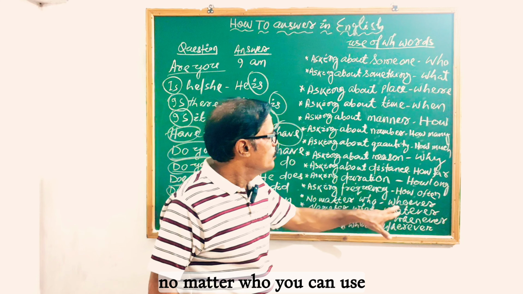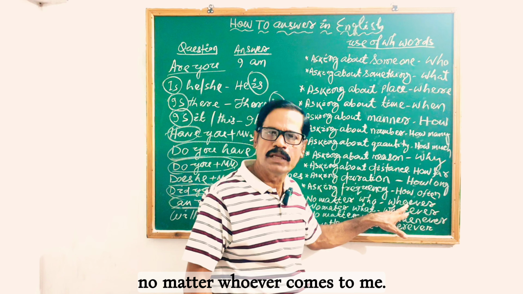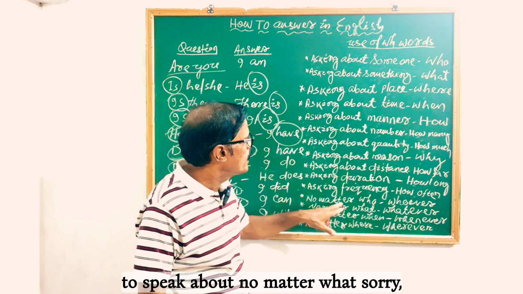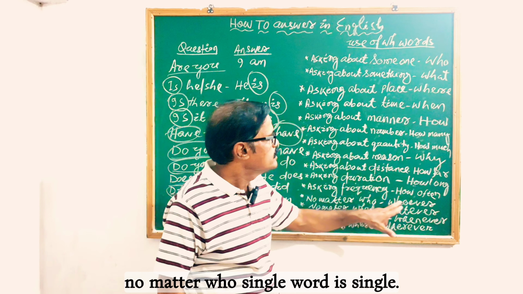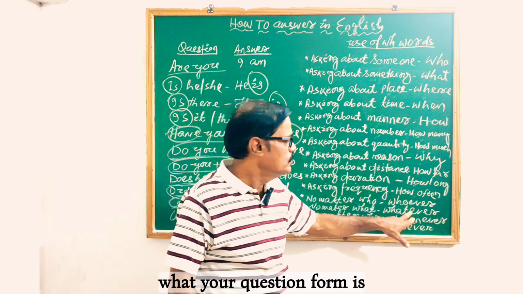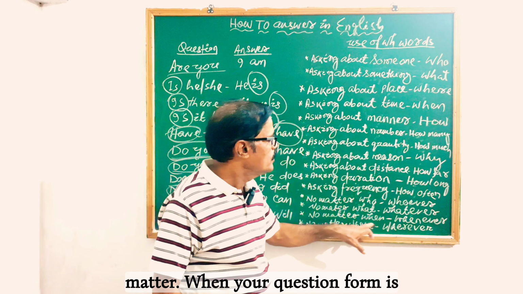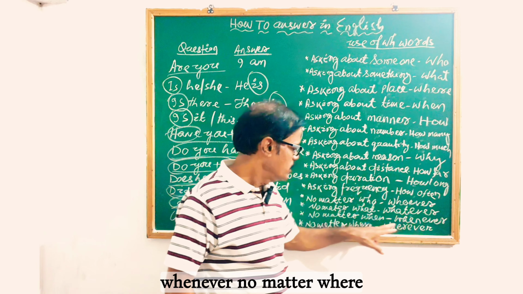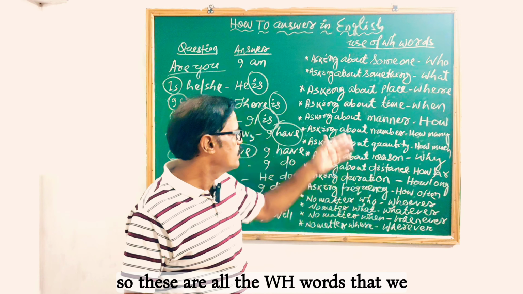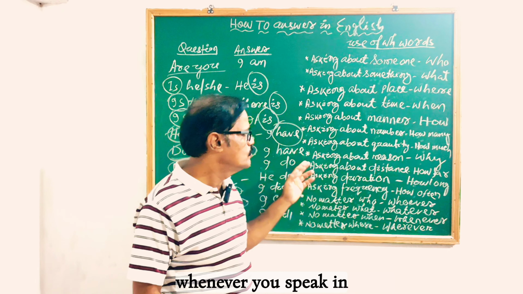No matter who, you can use whoever. I will help no matter whoever comes to me. Whenever you want to say no matter who, the single WH word is whoever. No matter what, your question word is whatever. No matter when, it is whenever. No matter where, it is wherever. So these are all the WH words that we use in our day-to-day life whenever we speak in English.